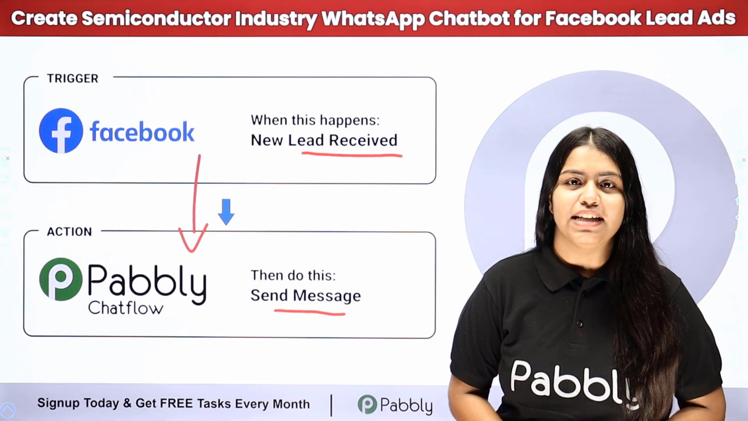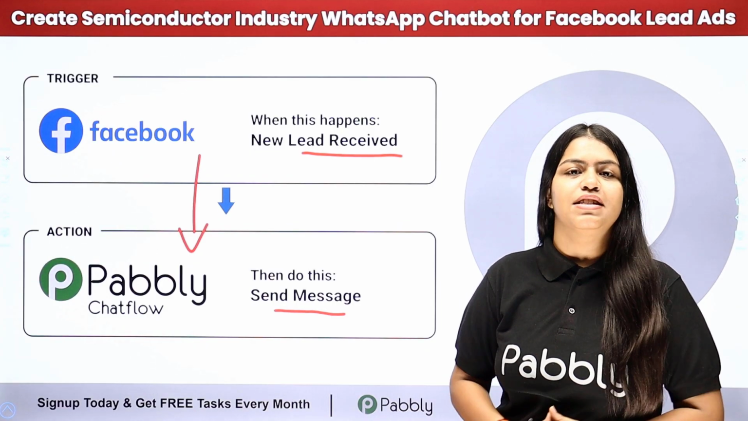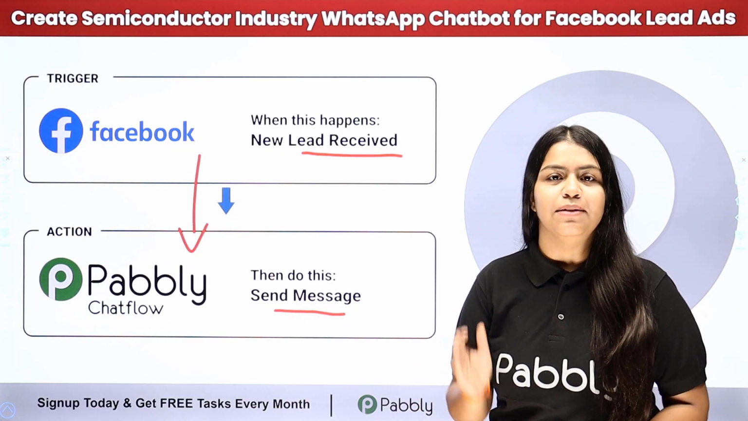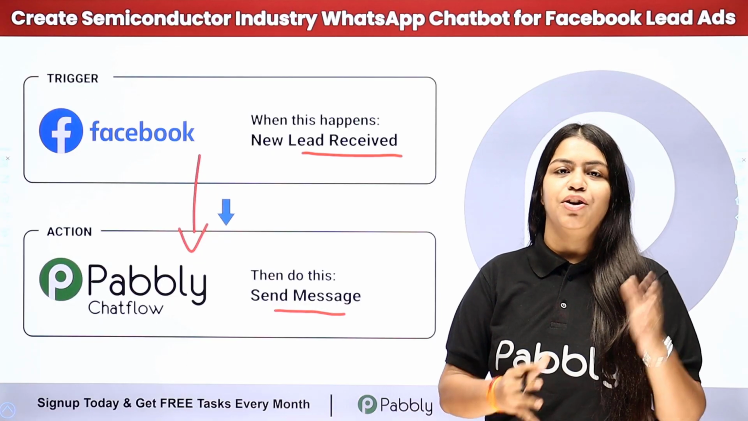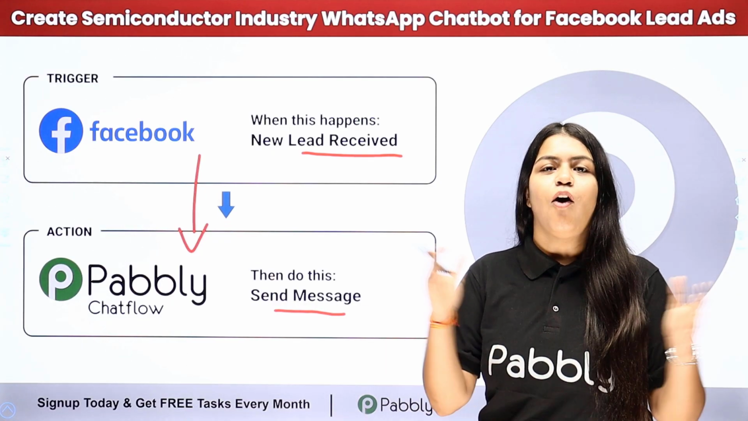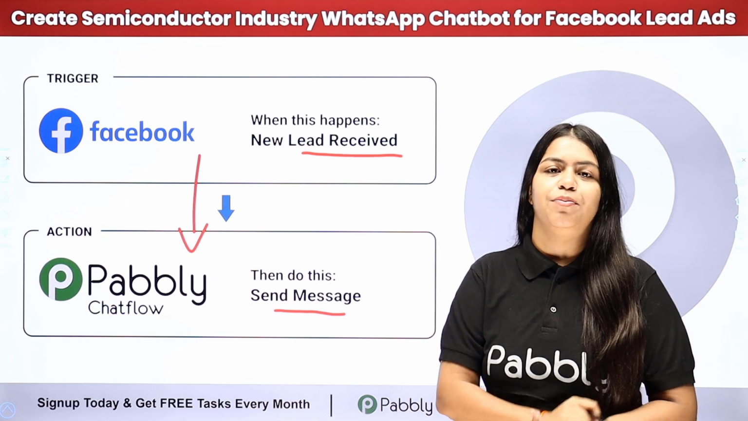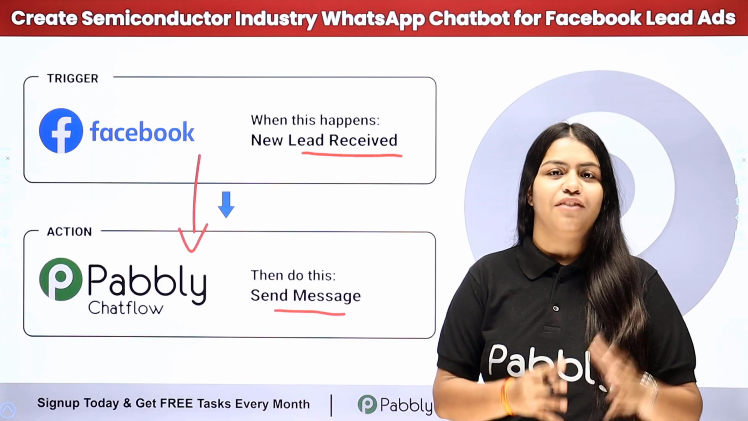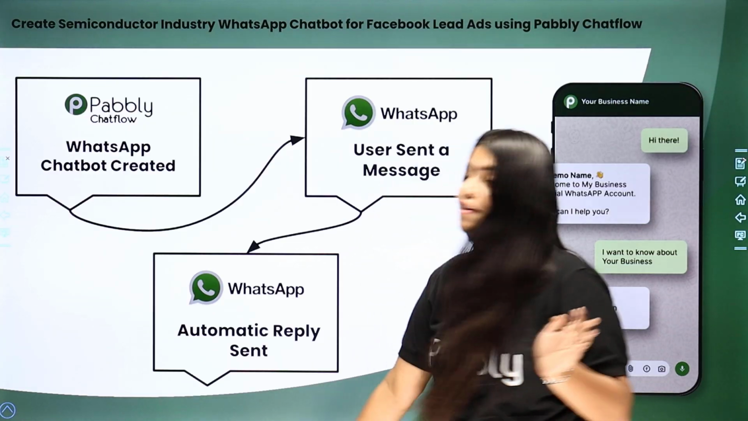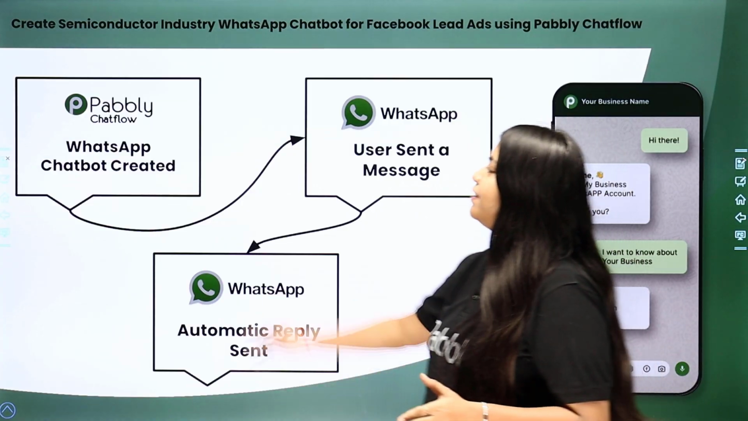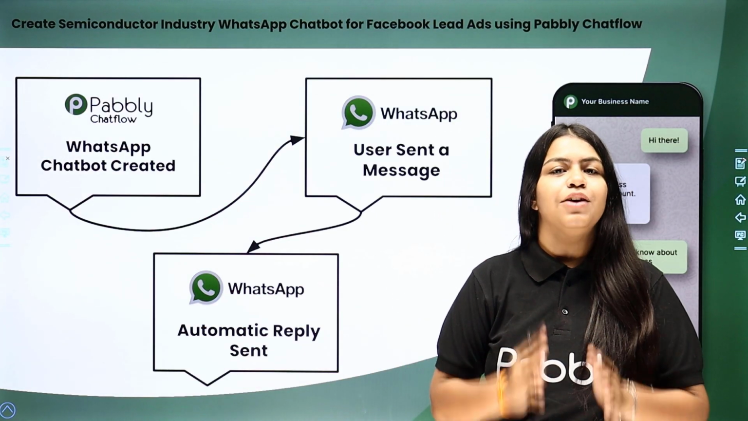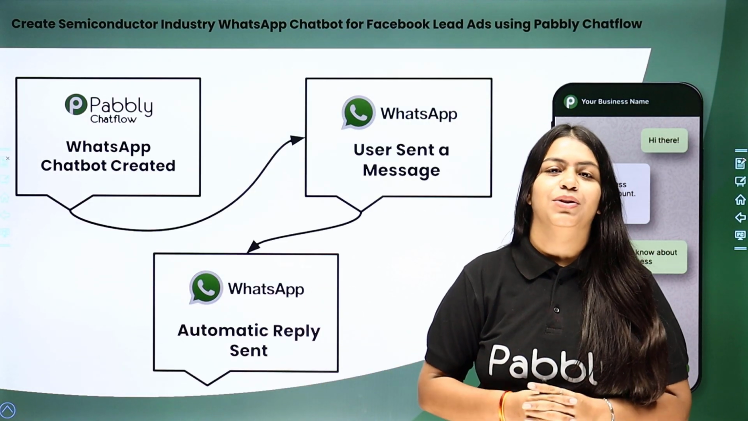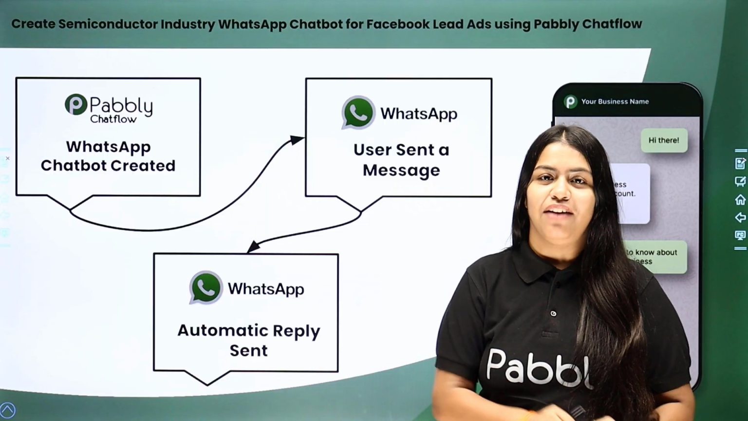And now what I want is that after sending them an automated WhatsApp message, which is the welcome message, as soon as my lead replies to that welcome message and asks me questions like the product catalog and the pricing details, automatically my WhatsApp chatbot should reply to my lead. And to create the WhatsApp chatbot, we are going to use Pabbly Chatflow only. Alright, so as soon as we create this WhatsApp chatbot, whenever my user replies to that welcome message, automatically a reply would be sent to that user. That too without any manual efforts.